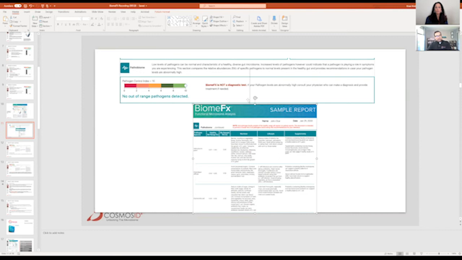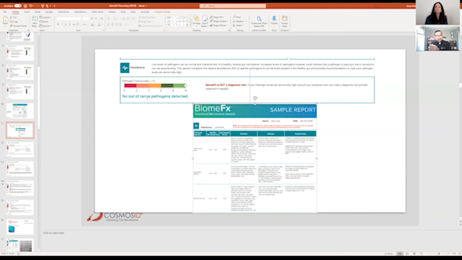It's how strong your microbiome is in controlling pathogens. The higher the number, the better. In this case, if your pathogen control index is way down here in the red, that means that your commensal bacteria are not doing a good job of controlling the pathogens, and there will likely be a number of pathogens that are high outside of the range. So particular attention needs to be paid to those.